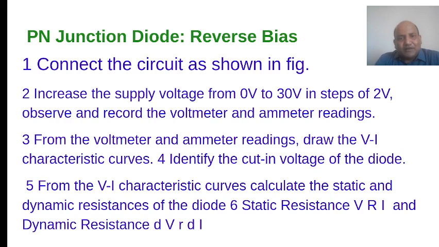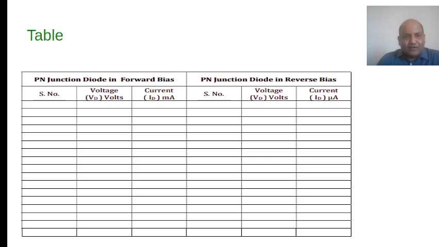Again you read the ammeter and voltmeter reading, and your job is done. So this is the table for the PN junction diode. You can delete this if you want, but it is better to note down how many readings you are going to take.